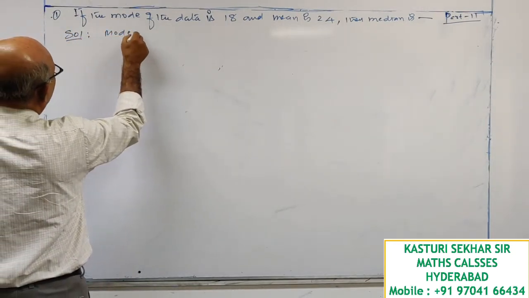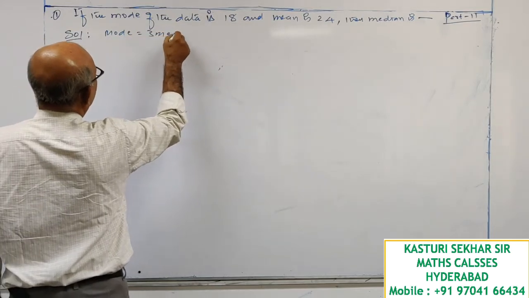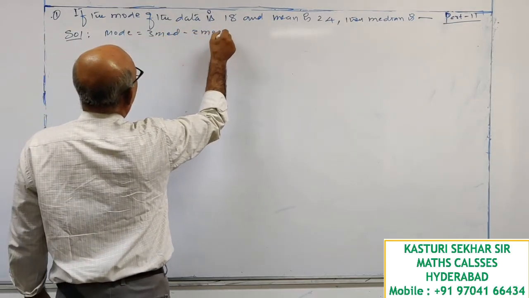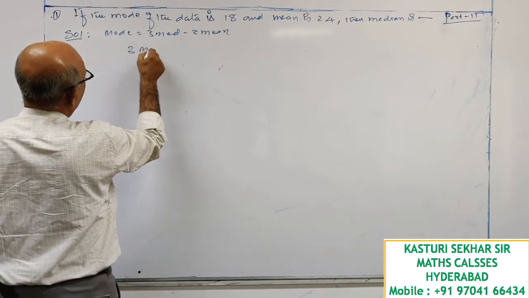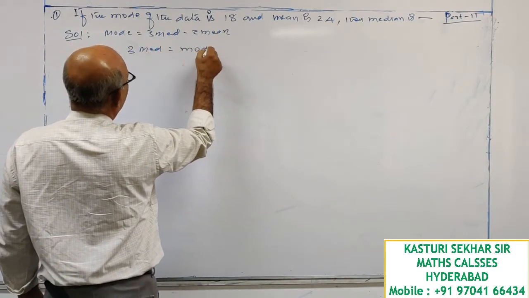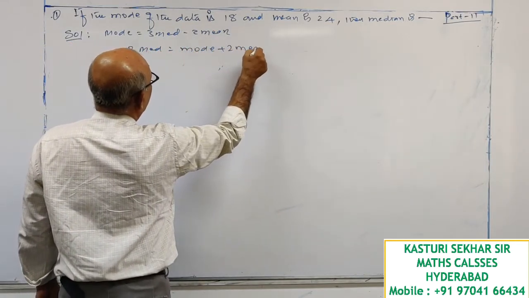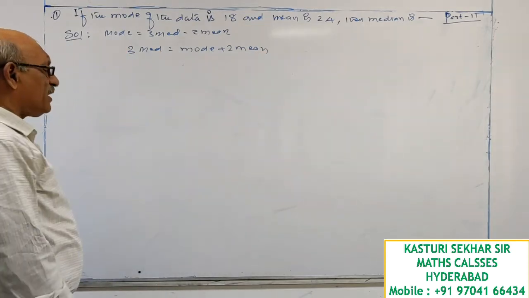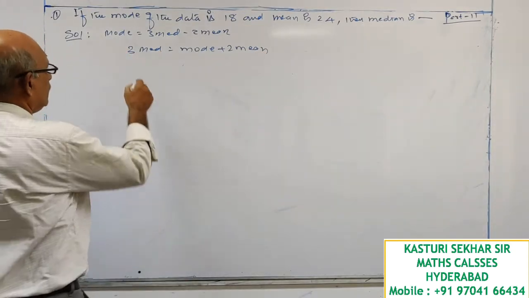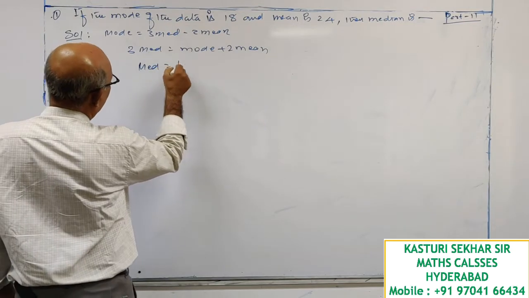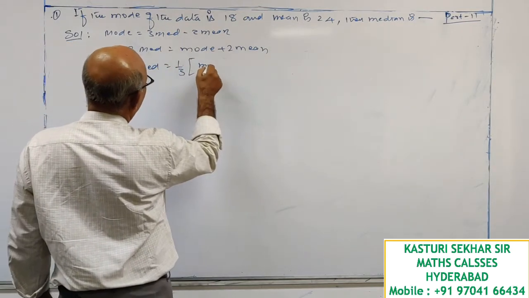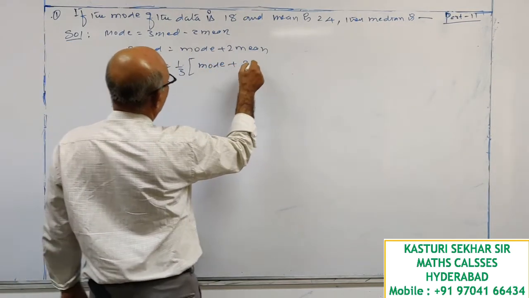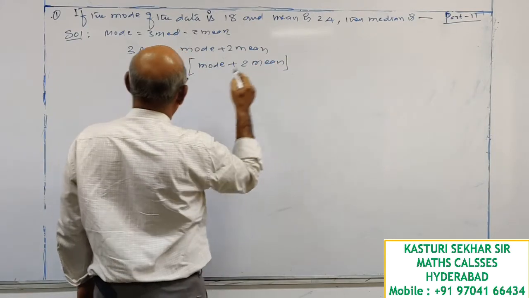Mode is equal to 3 median minus 2 mean. Therefore 3 median is equal to mode plus 2 mean. Taking mean to the left hand side, negative value will become positive. Therefore median is equal to 1 by 3 into mode plus 2 into mean.